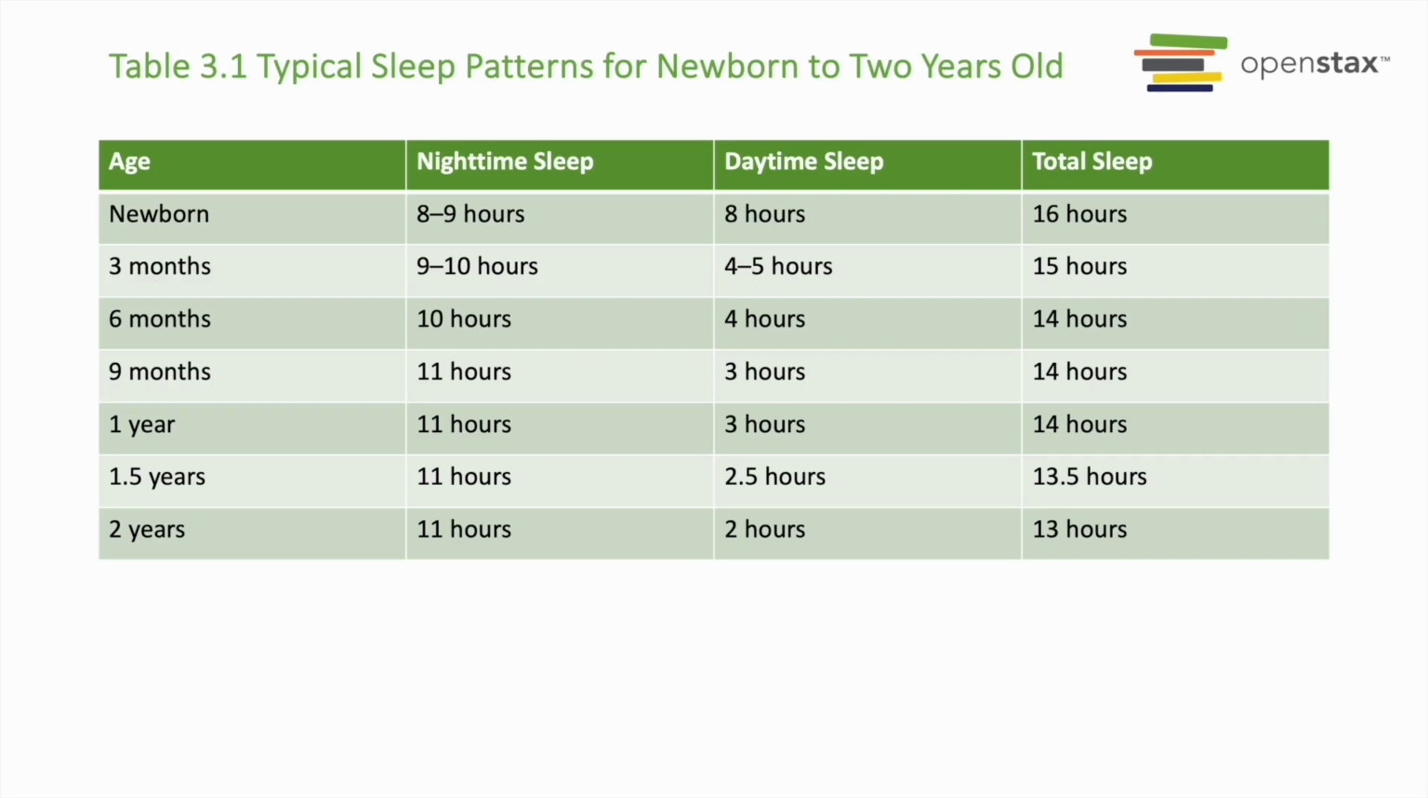At 6 months, 10 hours of nighttime sleep, 4 hours of daytime sleep, for a total of 14. At 9 months, we have 11 hours of nighttime, 3 of daytime, for a total of 14. At 1 year, we have 11 hours of nighttime, 3 hours of daytime, for a total of, once again, 14. At 1.5 years, we have nighttime hours of 11, daytime sleep of 2.5, for a total of 13.5. And then finally, at 2 years, nighttime sleep of 11, daytime sleep of 2, for a total of 13 hours.